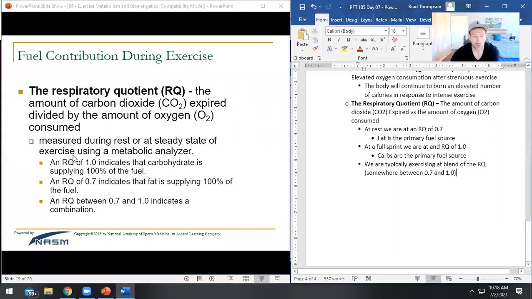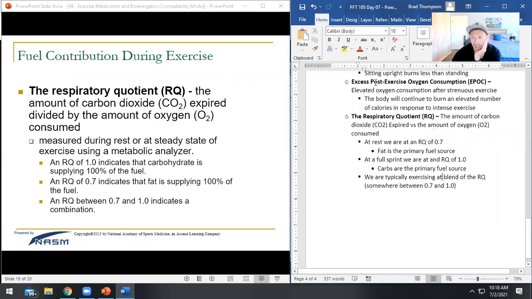So respiratory quotient, at rest, we are at an RQ of 0.7. Fat is your primary fuel source. When we're at a full sprint, we're at an RQ of 1.0. Carbs are the primary fuel source. So we're always in a blend between those two. The reason interval training works so well is because you get a big calorie boost from doing the interval training where you're in the carb burning zone, and then you recover in the fat burning zone.